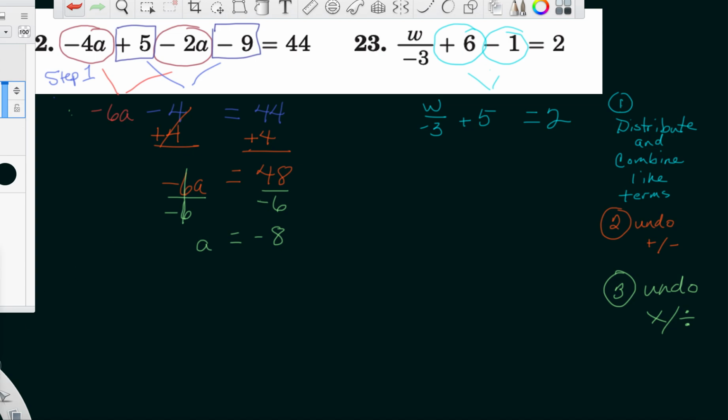Change our color. We'll go to step 2. Step 2 says undo this addition. Well, we undo addition with subtraction, or we show the opposite of plus 5, which is minus 5. That goes away. I do the same thing over here. So 2 minus 5 is negative 3 equals W over negative 3.